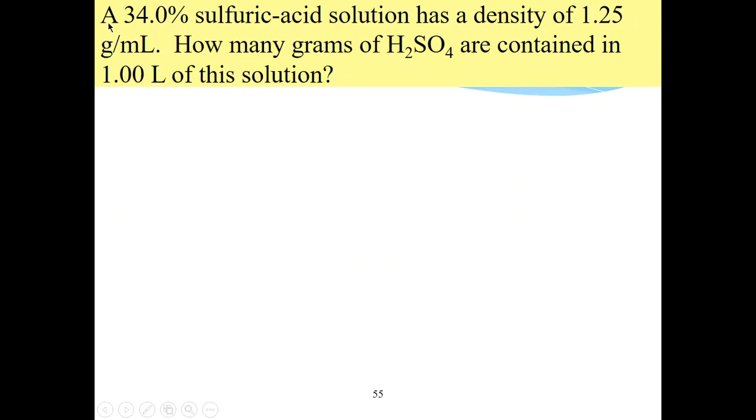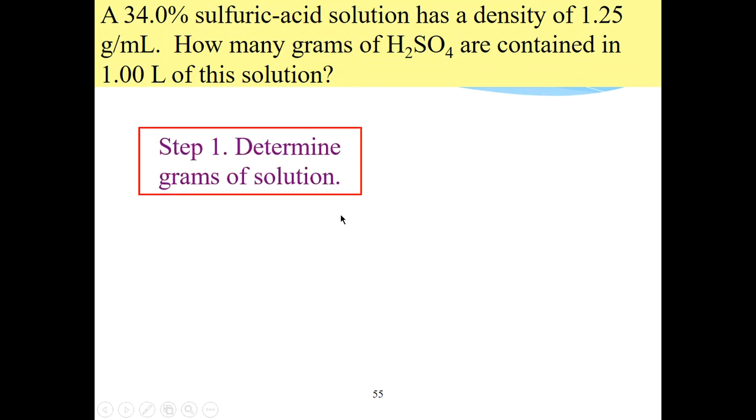In this case, they gave you the percentage of this sulfuric acid solution, and they gave you something additional. They gave you the density. Now, what this question is asking for is how many grams of sulfuric acid are contained in 1.00 liter of the solution. All right? So the first thing I would do is try to determine the mass of the solution itself, right? We can do that because the question gave us the density in grams per mL, and the question gave us the volume in liters.